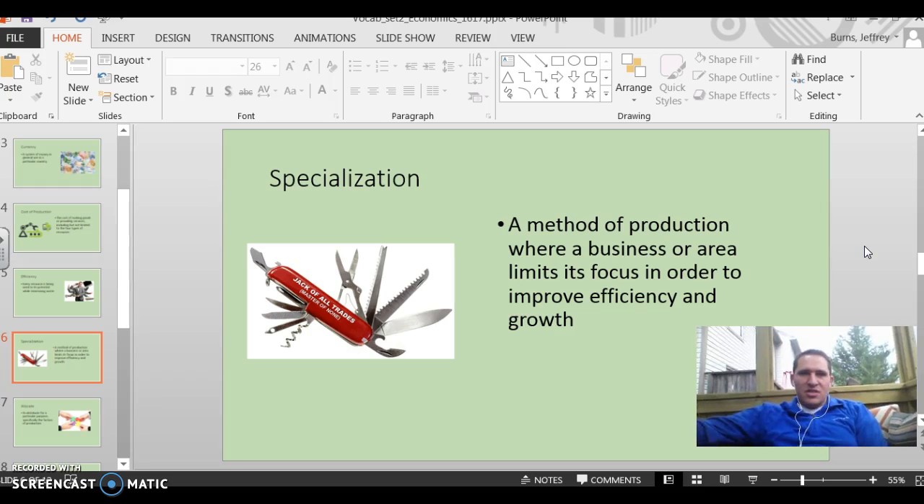Each one has their own part, and this is to improve efficiency and growth, to make things more limited, to the point where instead of trying to do too much at once, you're focusing on just a couple things. That's specialization. You're specializing in something.